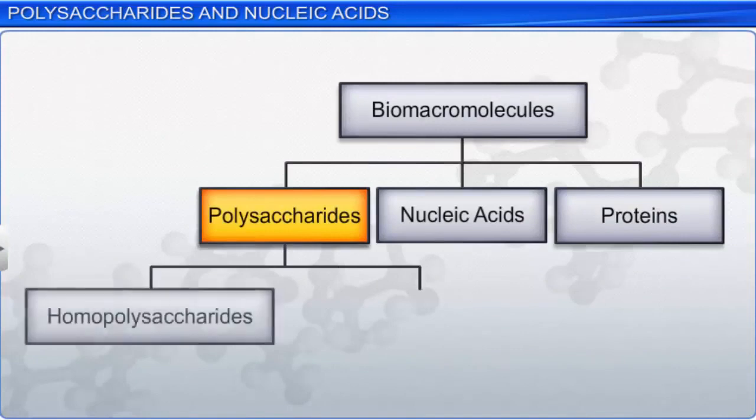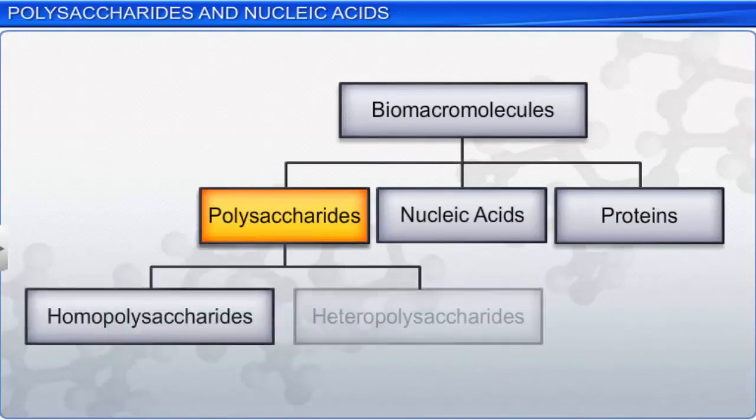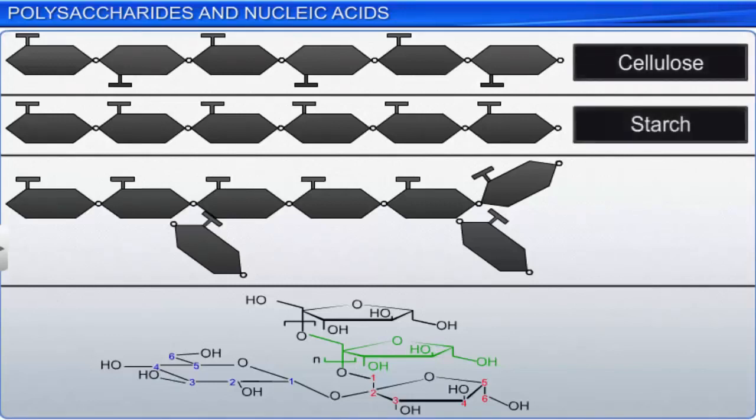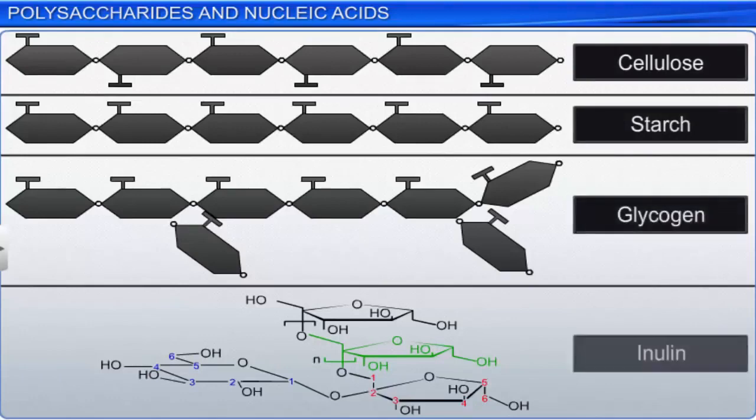Polysaccharides can be divided as homopolysaccharides or heteropolysaccharides. When all the monosaccharide units in a polysaccharide are of the same type, it is called a homopolysaccharide, or simply homopolymer. Some examples are cellulose, starch, glycogen, and inulin.